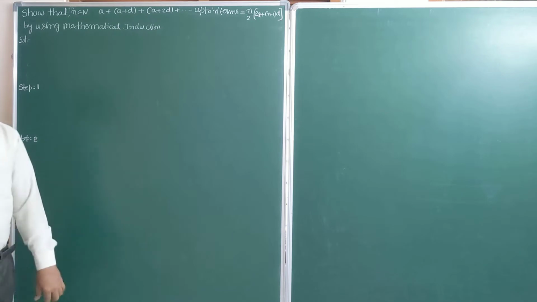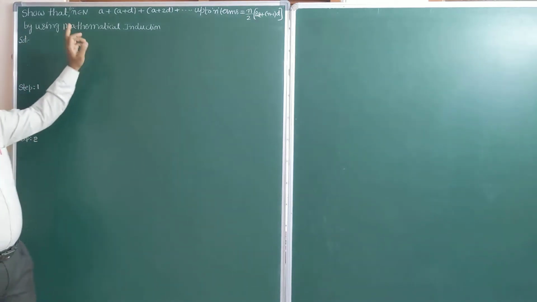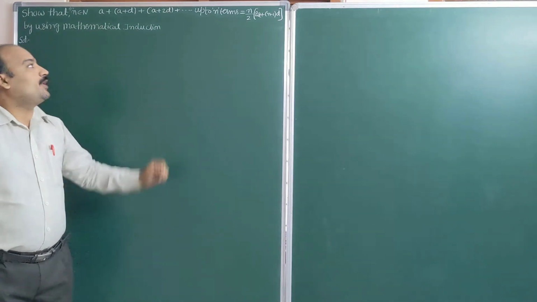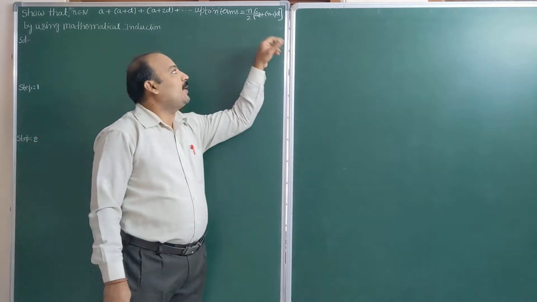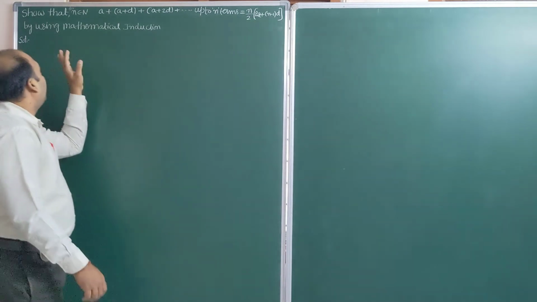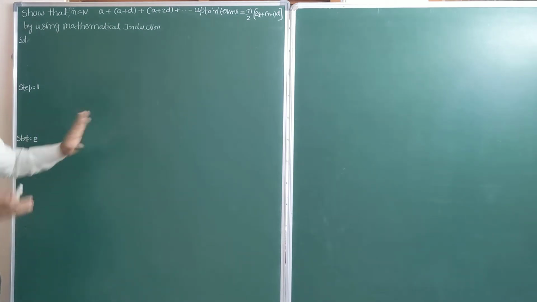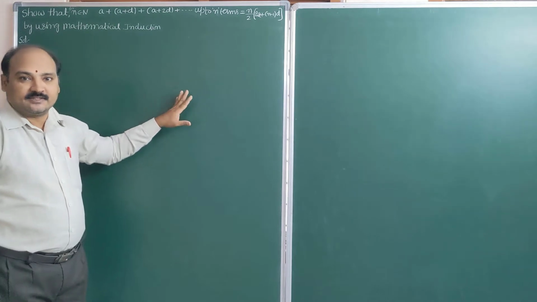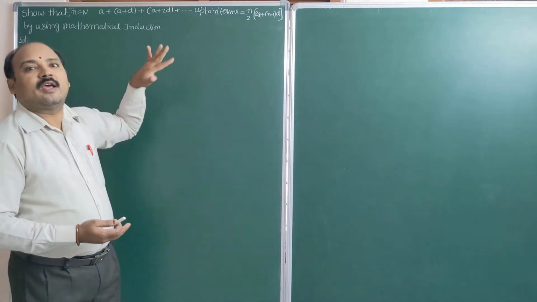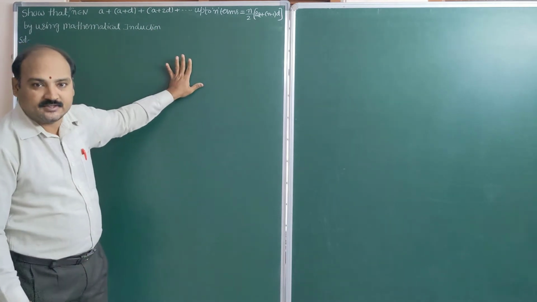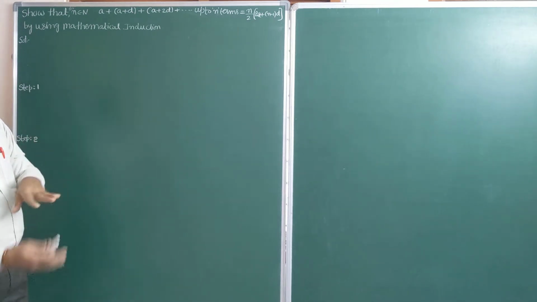The first question, dear students. Show that for n belongs to capital N, a plus d, a plus 2d, and so on up to n terms, equals n by 2 into 2a plus n minus 1 into d, by using mathematical induction. For mathematical induction, whenever a statement is given like this, first verify whether the nth term is there. If not there, calculate the nth term of the given series. Then you can proceed by taking it as S of n or P of n.